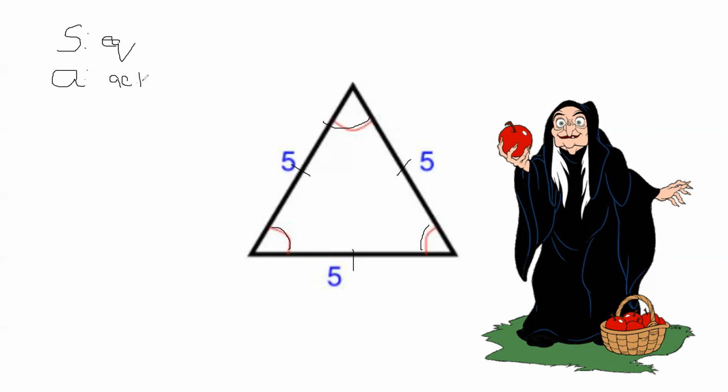So put them together. If you put them together, we would call that an acute equilateral triangle. And we have a perfect picture to represent an acute triangle.